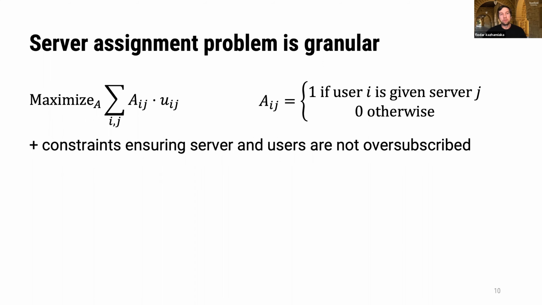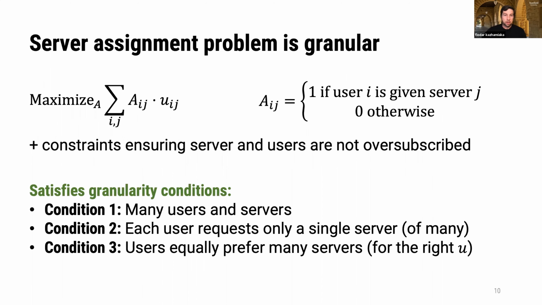Let's look at examples of granular problems. In real systems, the server assignment problem I mentioned earlier is granular. When the system is large, there are many users and servers. Each user requests a small fraction of available servers, and we typically see many instances of each server architecture in the resource pool.